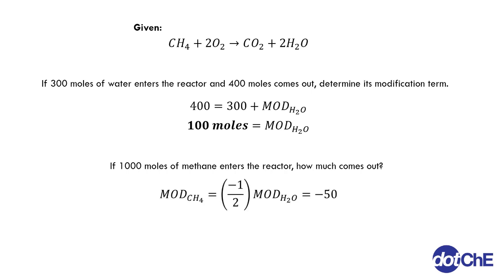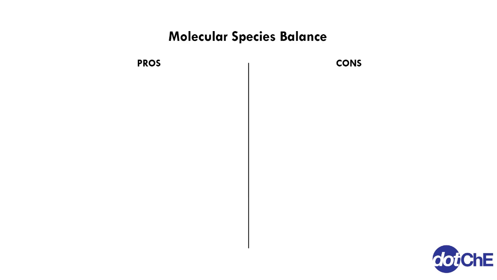Another question. If 1,000 moles of methane enters the reactor, how much comes out? First, we have to relate the two modification terms. We know that the stoichiometric coefficient of methane is -1 since it is a reactant, and the stoichiometric coefficient of water is 2. Thus, we relate this by the equation shown. Plugging such into our general equation, we get our answer of 950 moles.